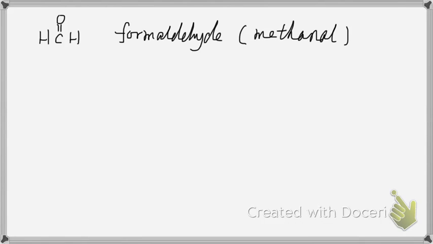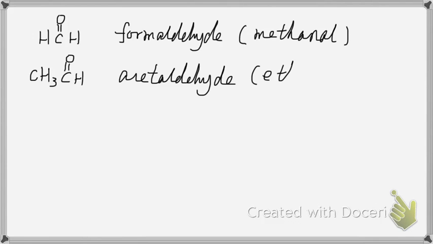For example, the simplest aldehyde, the aldehyde with only 1 carbon atom, is called formaldehyde. The IUPAC name is methanal. The second simplest aldehyde, the aldehyde with 2 carbons, is called acetaldehyde. IUPAC name ethanal.